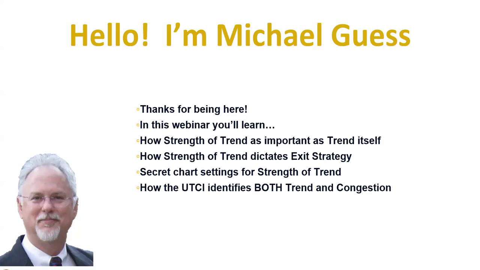Now, what is UTCI? That's the Universal Trend and Congestion Indicator. You see, detecting trend isn't enough. I already told you that strength of trend is very important. What you also need is how to stay out of trouble. You don't want to be caught in quicksand. You do not want to be in congestion or something that's pending and could go into congestion.